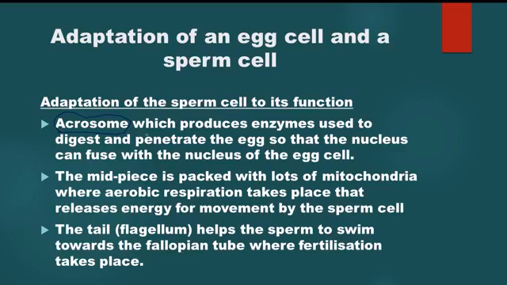So the acrosome produces enzymes. Remember we said the enzymes? So the acrosome produces enzymes that help in digesting the membrane of the egg to allow the sperm to penetrate. So the acrosome produces enzymes that digest the membrane of the egg to allow the head of the sperm to penetrate into the cytoplasm, so that fertilization can take place.